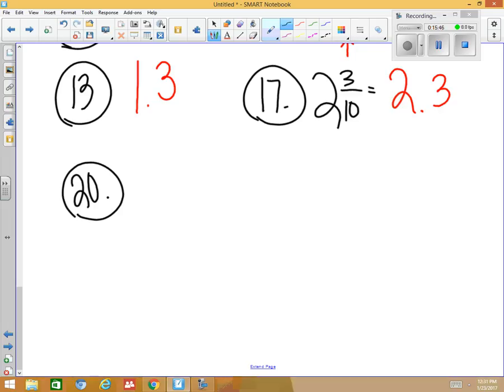20 says what? What does 20 say? Look at it on your paper. Don't look at me. 0.3. Okay, what does 0.3 mean? 3 what? So in the blank, you write 3. You could also write the number. I'm okay with that. 3. And then it's got tenths. So look at 21.